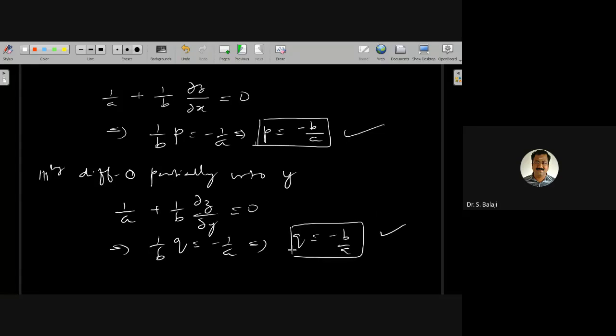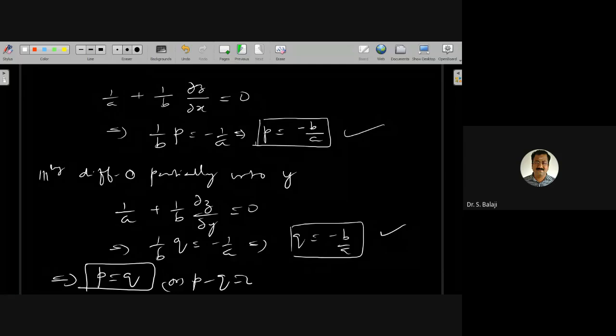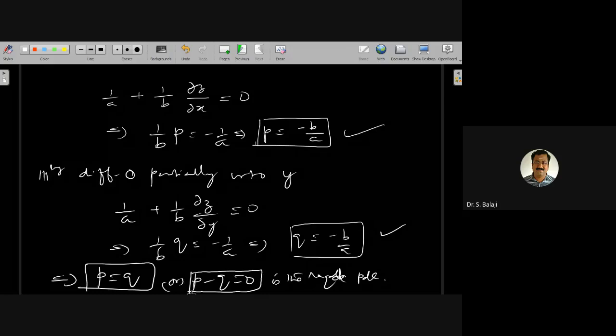We see that both the values are the same. P equal to q. Therefore p minus q is equal to 0 is the required partial differential equation. In this way you can construct a partial differential equation by eliminating arbitrary constants.